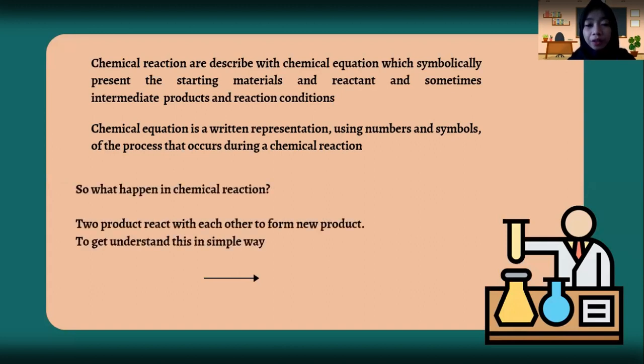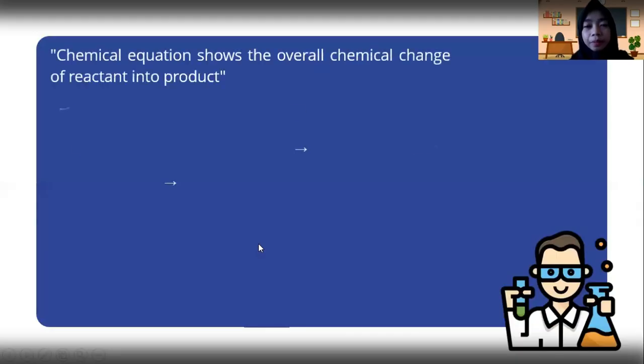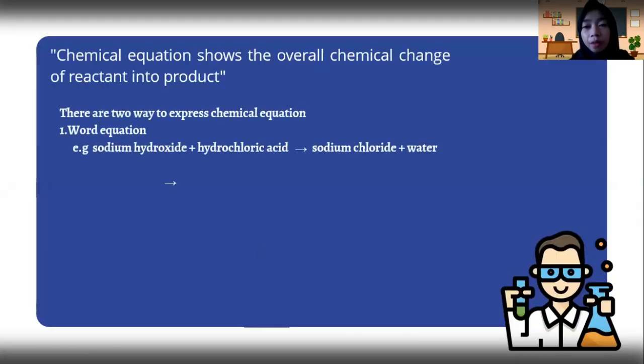So what happens in a chemical reaction? In a chemical reaction, two reactants react with each other to form a new product. To understand in a simple way: substance A reacts with substance B to produce substance C and substance D. It is the simple way to express the chemical equation. So the chemical equation shows the overall chemical change of the reactants into the products.